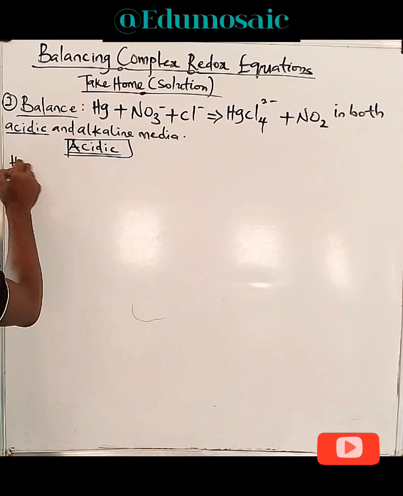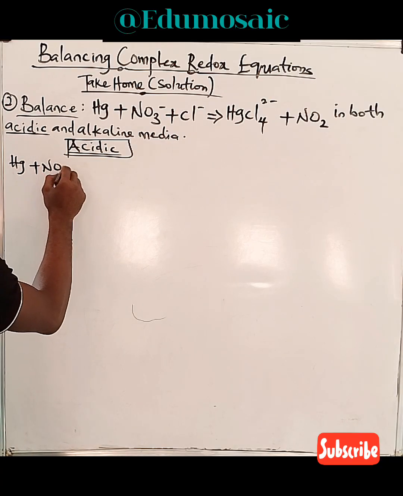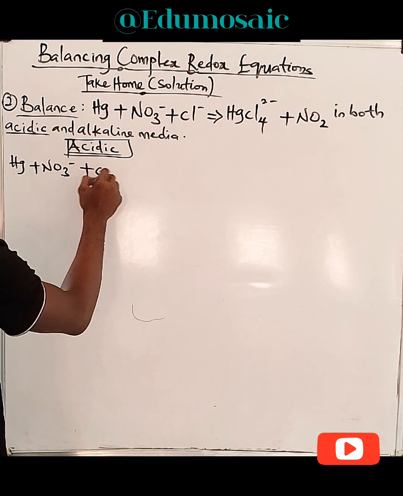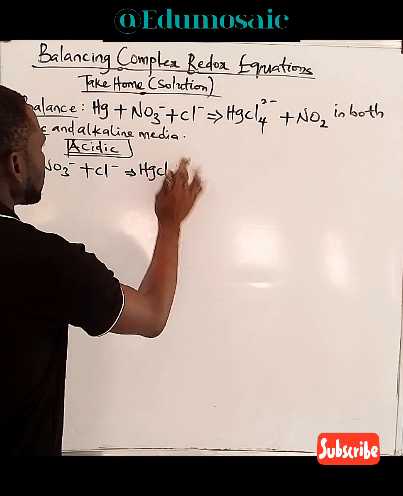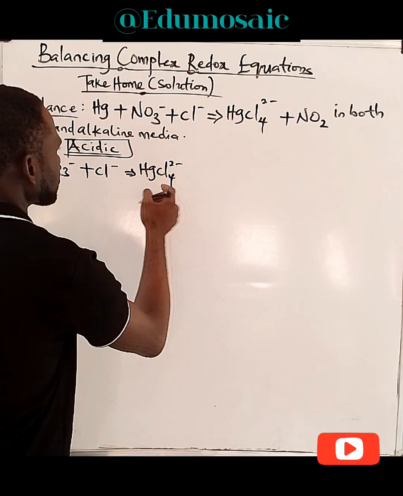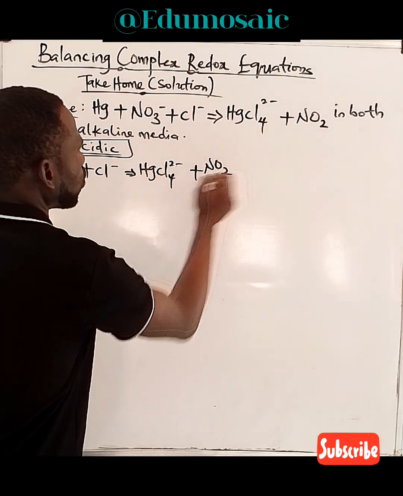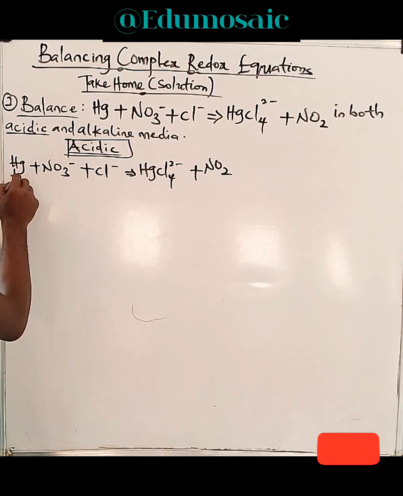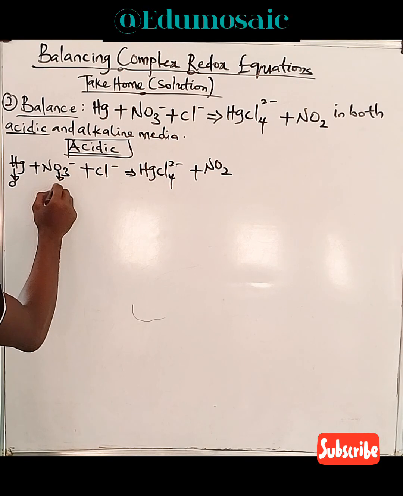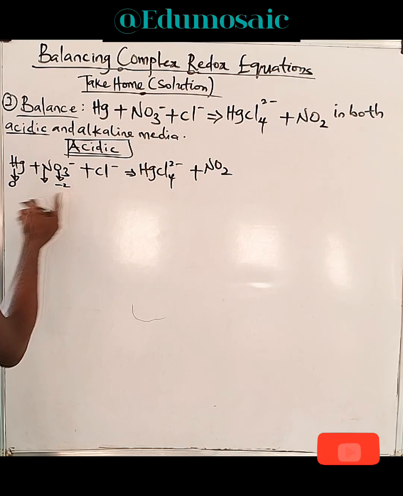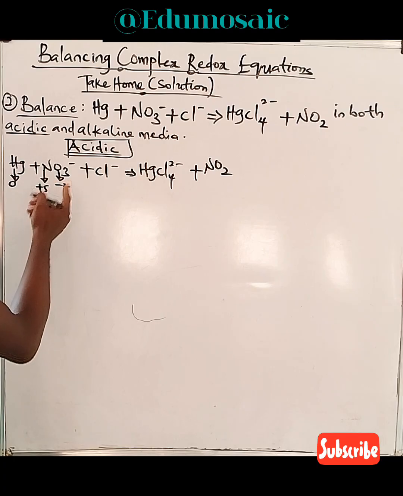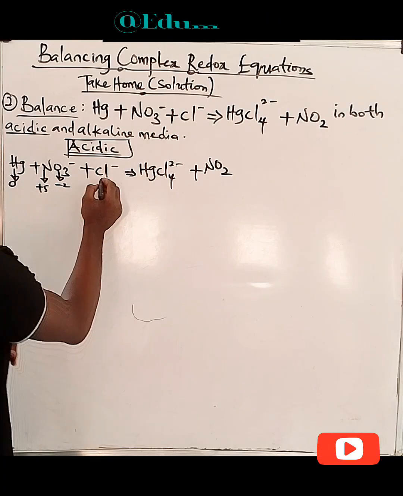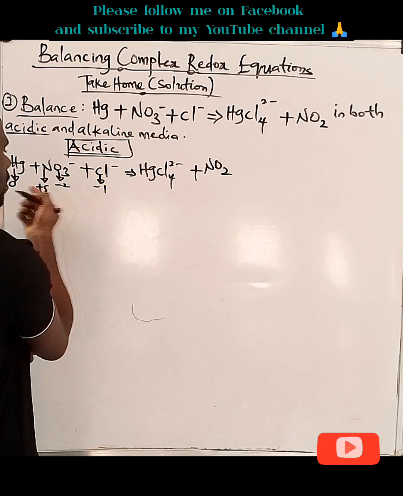First of all, we are going to get the oxidation numbers for all the players, for the reactants and for the products. If you look at Hg, which is mercury, the oxidation number is 0. Oxygen is always minus 2, so if oxygen is minus 2, it means nitrogen is plus 5, since minus 2 times 3 equals minus 6, plus 5 gives minus 1. Chlorine is minus 1 on this reactant.